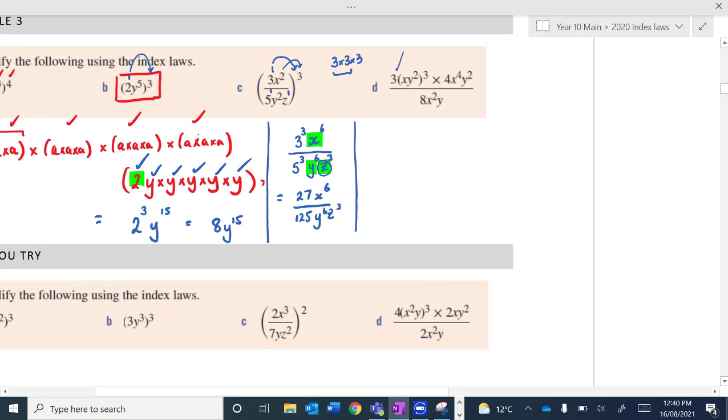First of all, we've got to notice this 3 is outside the bracket. So we don't apply that index law. We just multiply everything by 3. Okay, so let's do it.